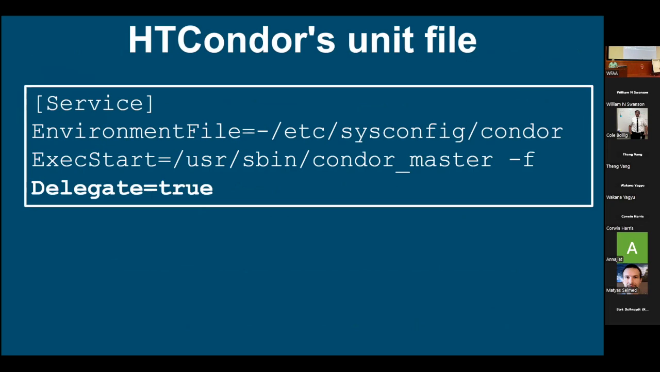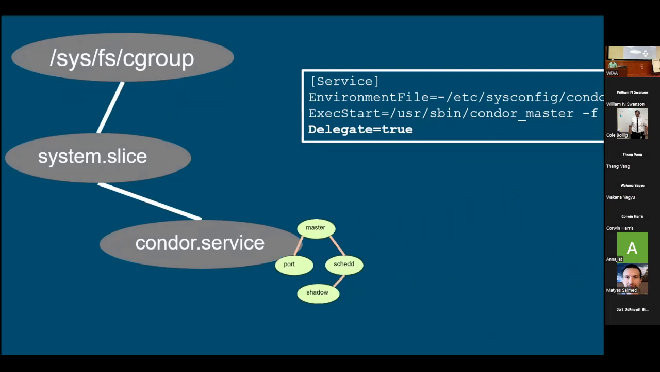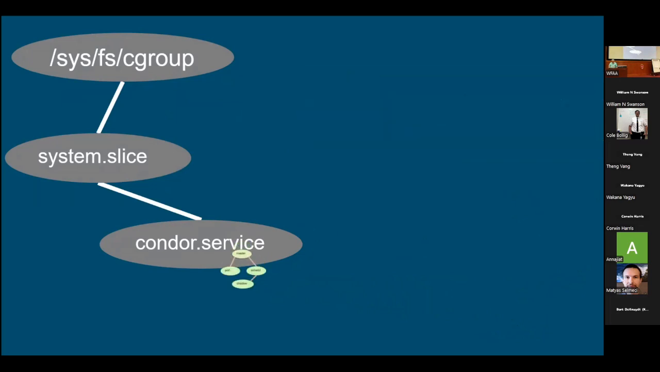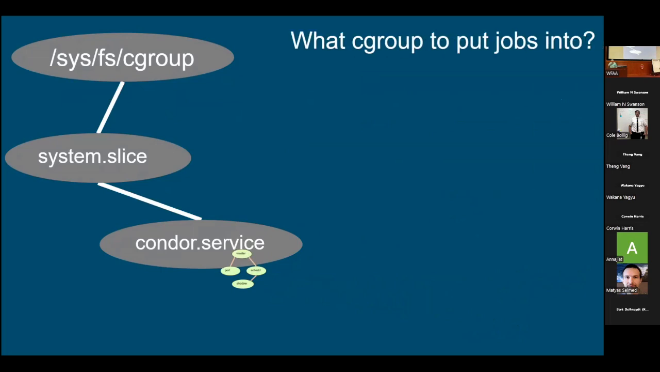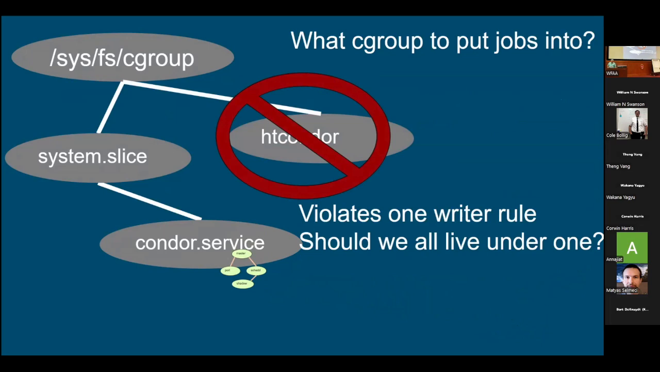This is what we do in HTCondor, so that when systemd starts Condor as root, it puts it in a condor.service. The processes here, 4 that I picked kind of at random, will be launched by systemd into the condor.service cgroup created by systemd. Now, the question is, what cgroup should we put jobs in? In cgroup v1, we didn't have all these rules, so we just put it up at the root. That's kind of a problem. We can't do that with cgroup v2 because that violates the one writer rule.